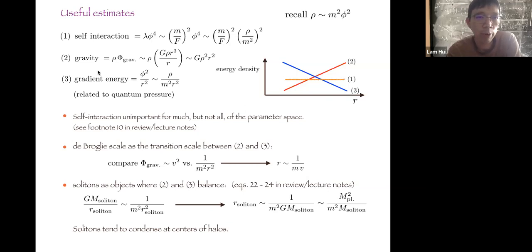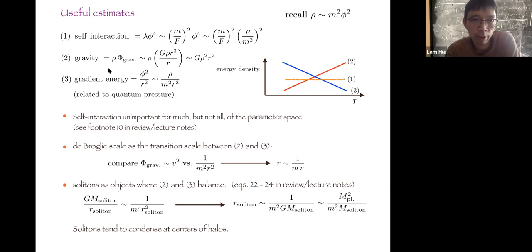The first one I hope is fairly intuitive, because as you expand out that cosine, there should be a quartic term. So I call it lambda phi to the fourth. This is basically the self-interaction of the axion. And if you ask what is the energy density associated with the self-interaction, well, of course you would say lambda phi to the fourth, right? So let me call it that.